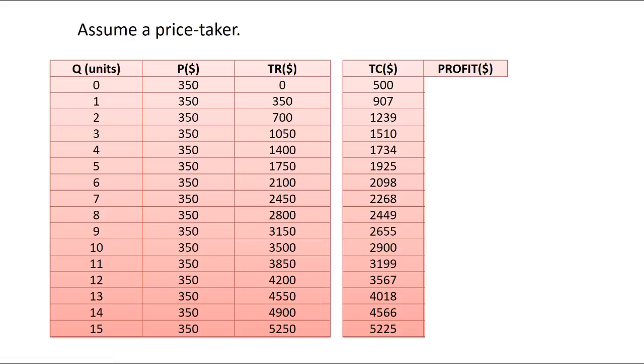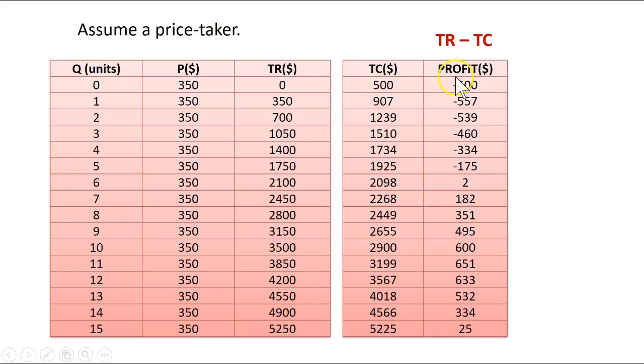Let's go back to our table, and this data here is the data which I used to construct the curves which we just saw. We want to calculate the profit. So that will be the total revenue minus the total costs. We can see initially total revenue is 0, but the total costs are 500. So in that case we've got a negative profit. The firm's making a loss at the level of 0.